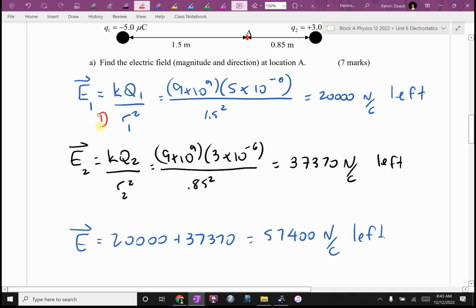Otherwise, I would go 1 mark for the equation, 1 mark for the numbers, half mark for the magnitude, half mark for the direction, and then 1 mark for the answer. Half mark for the magnitude, half mark for the direction, probably.